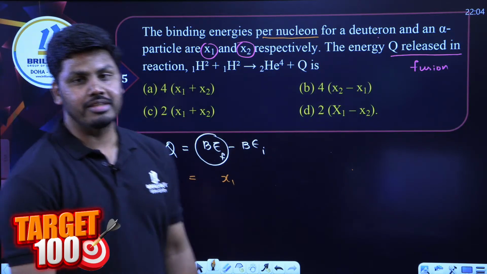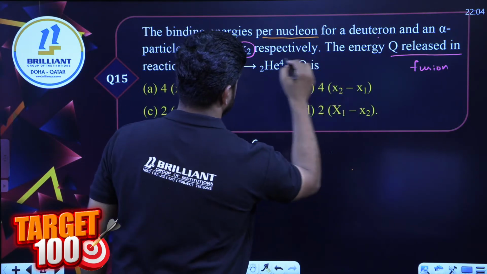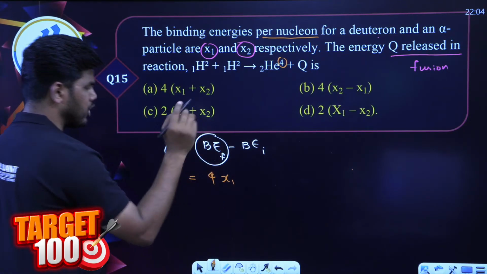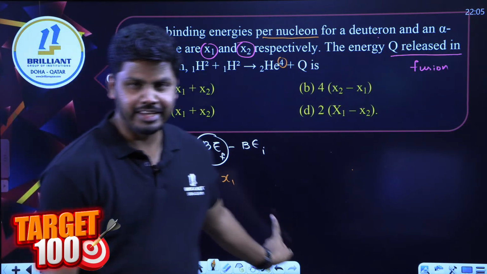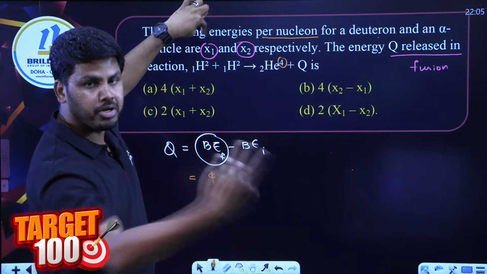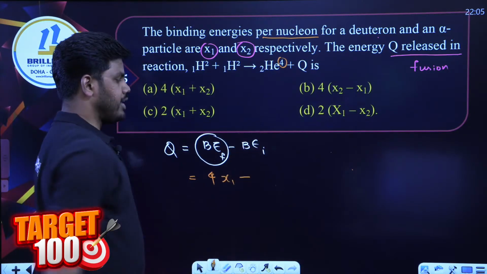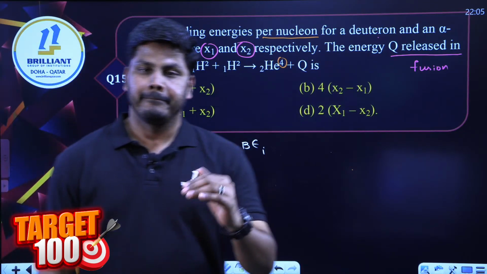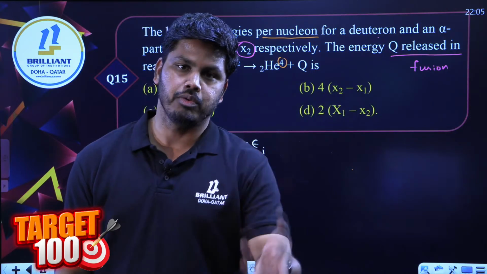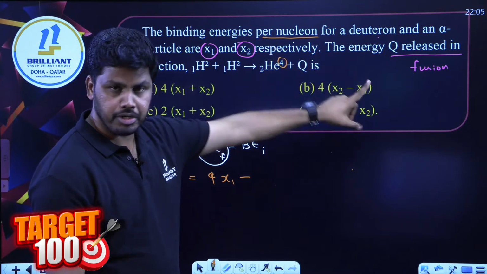How many nucleons are there in a helium nucleus? There are 4 nucleons. So 4 into X1. That is the final binding energy. We have 4 nucleons, and X1 is the binding energy per nucleon for helium. So 4X1. Minus, what is the initial binding energy? In the same way, remember binding energy per nucleon is given for the other one also, for deuterium or deuteron.